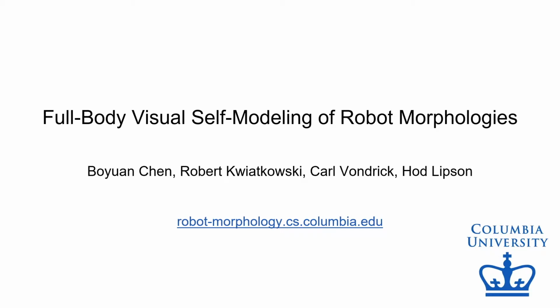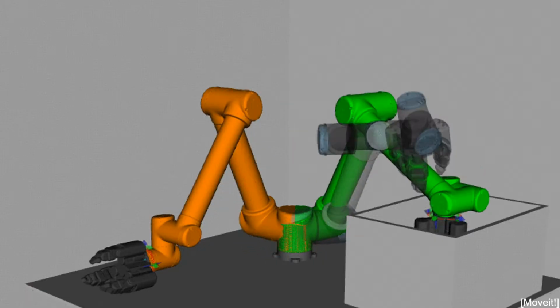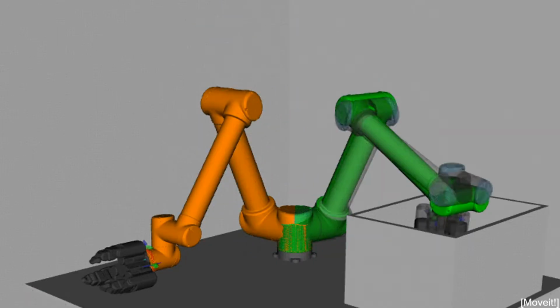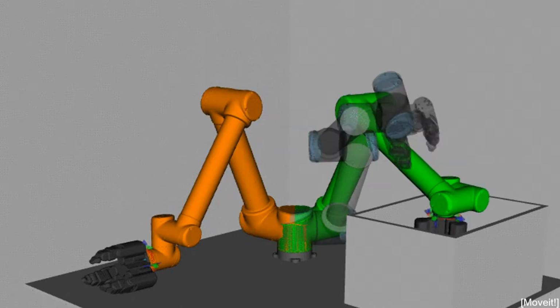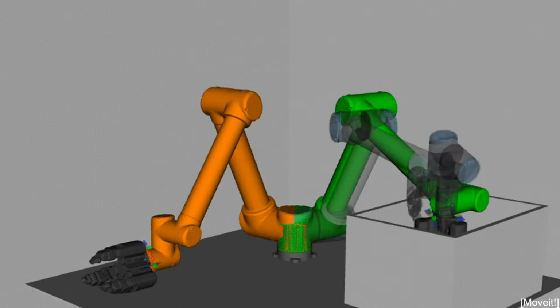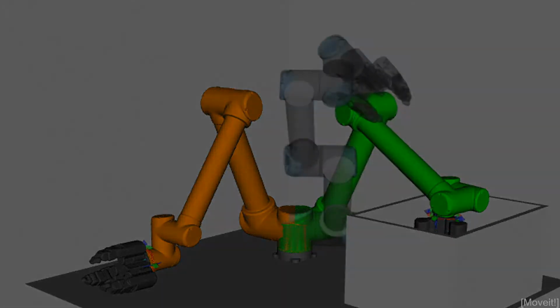Building computational self-models of robot bodies, or the ability of a robot to simulate its physical self, is an essential requirement for robot motion planning and control. Similar to humans and animals, robots can use self-models to anticipate future outcomes of various motion plans without explicitly trying them out in the physical world.